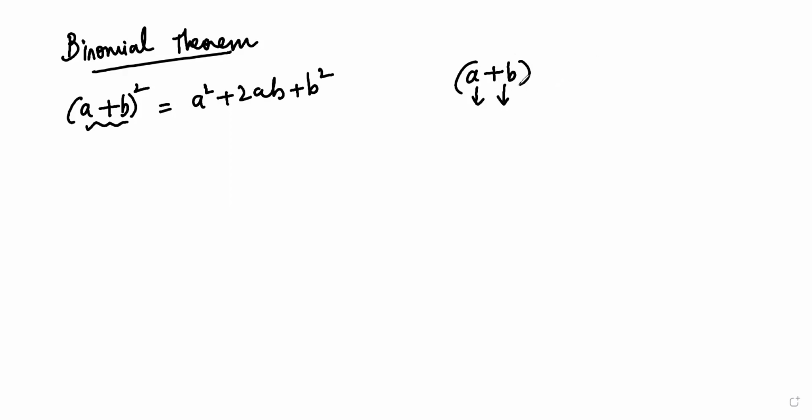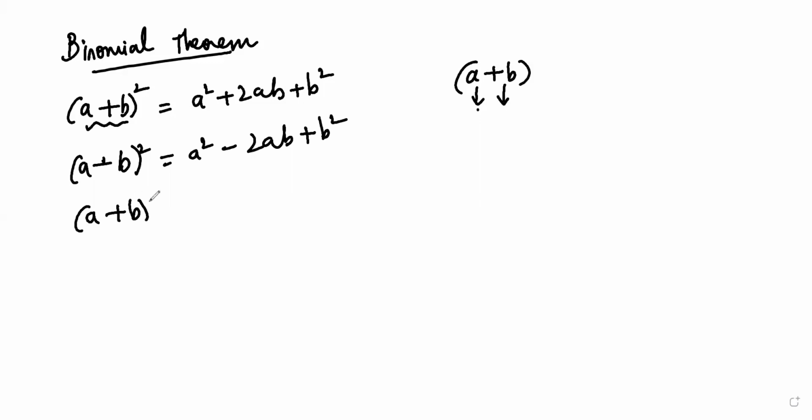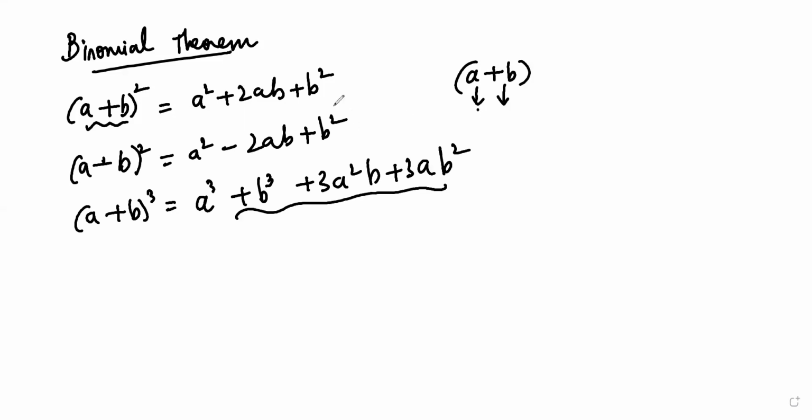Maybe one of them can be a constant. Both of them can't be constants, because in that case we would merge them. Preferably one would be a variable and the other a constant, or both can be variables. So then a minus b also, that's the same thing. This is pretty much familiar to you. And a plus b the whole cube is a cube plus b cube plus 3a square b plus 3ab square. The way you have learned might differ in order. Likewise, we have a minus b the whole cube.